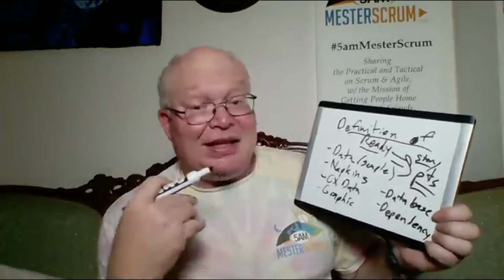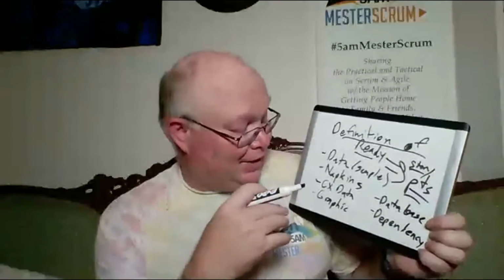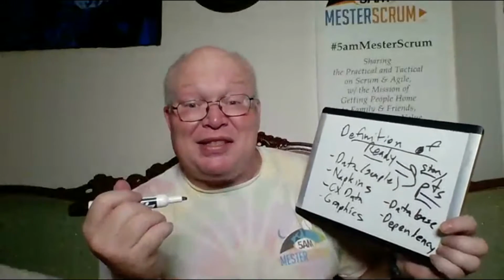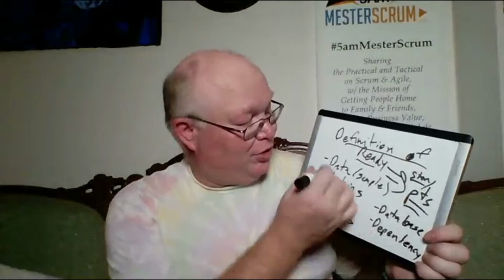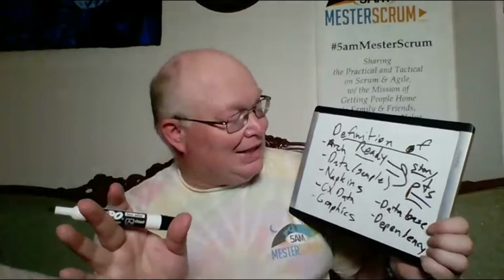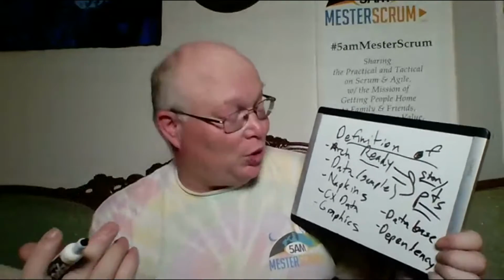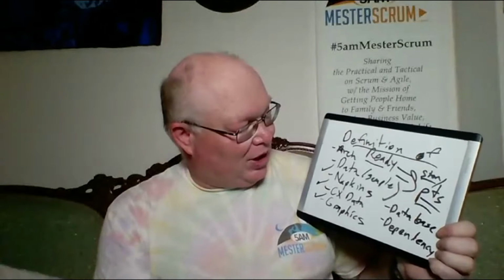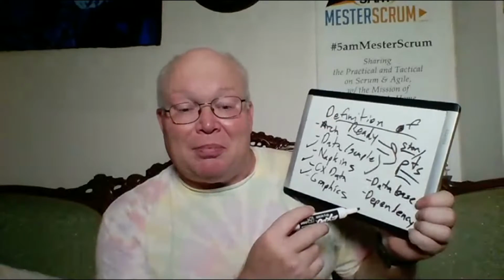Data, sample data, napkins, which are your drawings, CX data, graphics, maybe database stuff, dependencies, maybe an architecture. Maybe there's an architecture drawing somewhere, right? Maybe there hasn't been one. So now let's say the product owner, with a user story, comes up with the napkins and they get some CX data and graphics. We know what database, okay, but maybe we haven't met. The product owner or the Scrum Master or somebody on your team hasn't met with the dependency team. So that's empty. And maybe the database sample is empty, and maybe the architecture is not there.